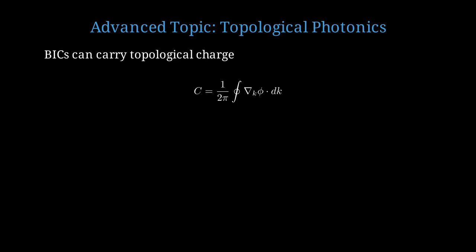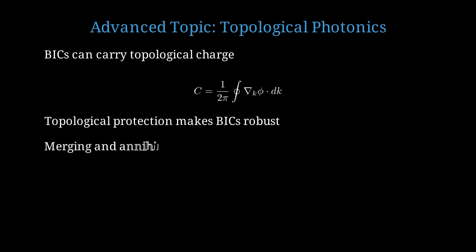This charge is quantized and protected against perturbations. This topological protection is powerful. Small perturbations cannot destroy the bound state. They can only move it in momentum space. The total charge in a given region is conserved. Bound states with opposite topological charges can merge and annihilate each other. This process is analogous to particle-antiparticle annihilation in physics.